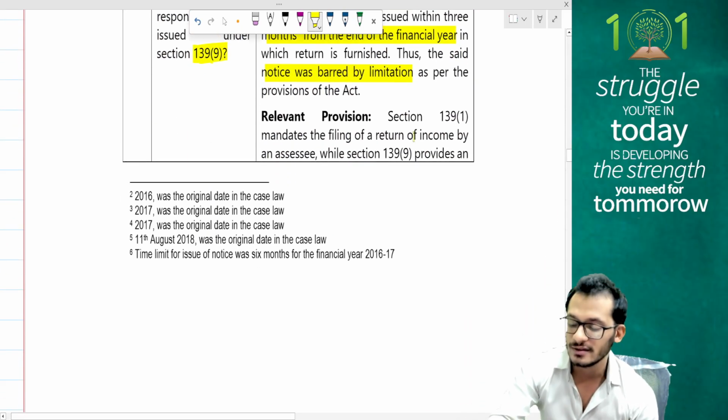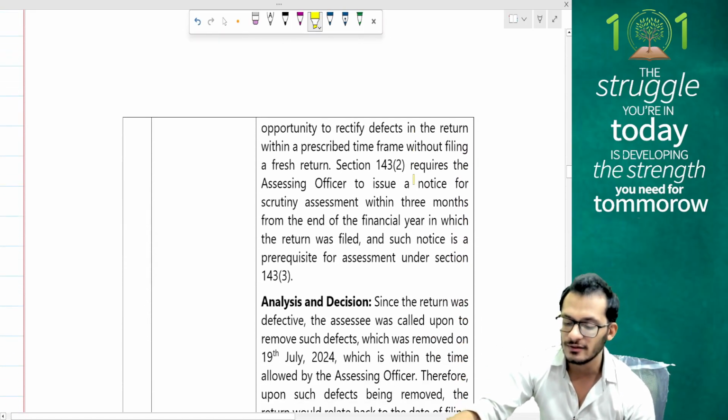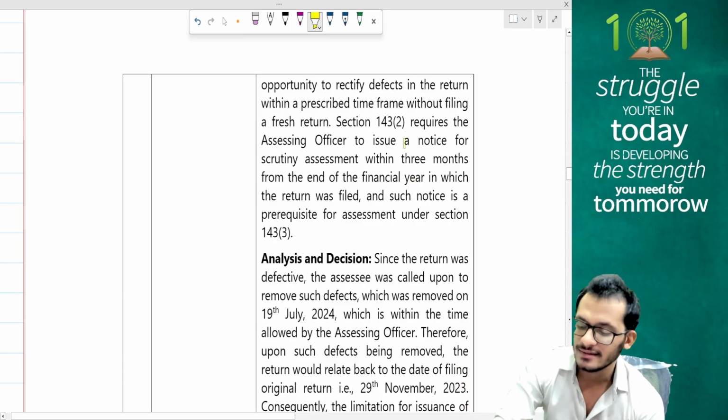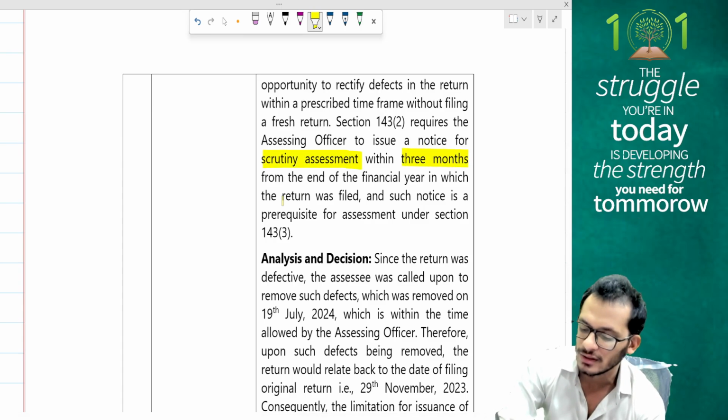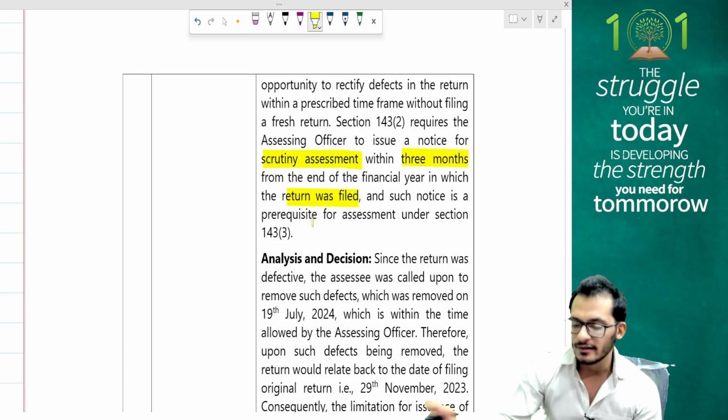What are the relevant provisions? Section 139(1) mandates the filing of return for an assessee, while Section 139(9) provides for the opportunity to rectify the defects in the return of income. 143(2) requires the assessing officer to issue notice for scrutiny assessment within 3 months from the end of the financial year in which the return was filed, and such notice is a prerequisite for doing an assessment under 143(3).